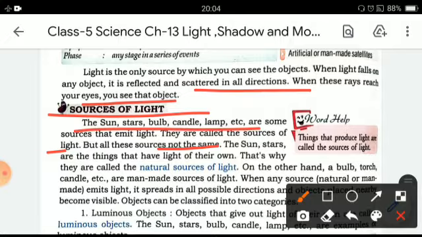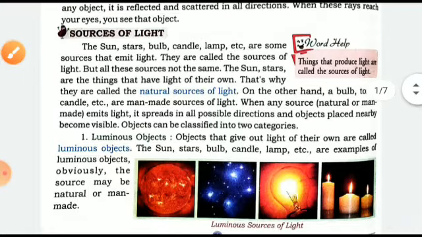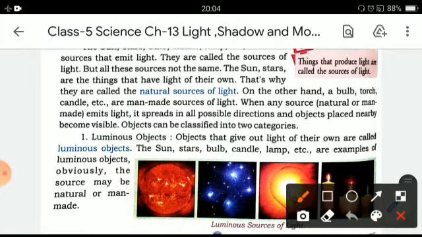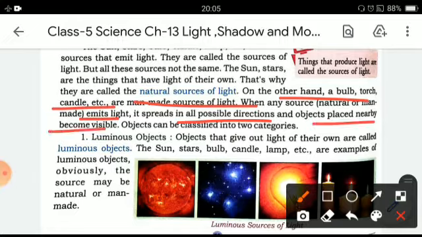The sun and stars are the things that have light of their own, and that's why they are called natural sources of light. On the other hand, bulb, torch, candle, etc. are man-made sources of light. And when any source, natural or man-made, emits light, it spreads in all the possible directions, and objects placed nearby become visible. Objects can be classified into two categories.